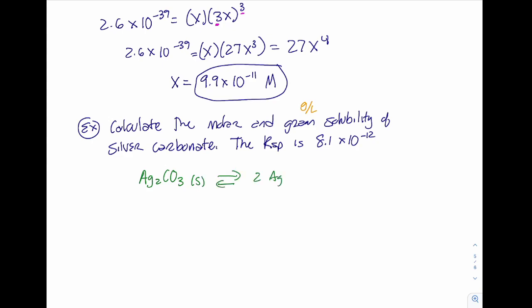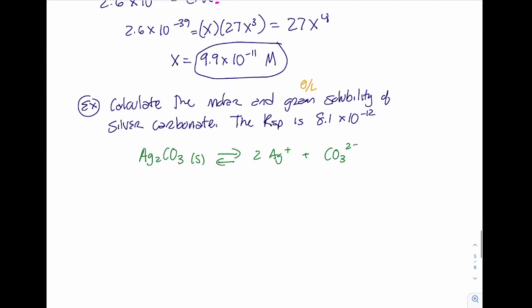And I'm going to get 2 silver plus 1 carbonate ion. I know that I don't know my solubility, so we're going to call it X. I know that this is going to be 2X, right? Because I'm going to have 2 silver for every 1 silver carbonate. And then carbonate is just going to be X because it's a 1-to-1 ratio. So 1 here and a 1 here.